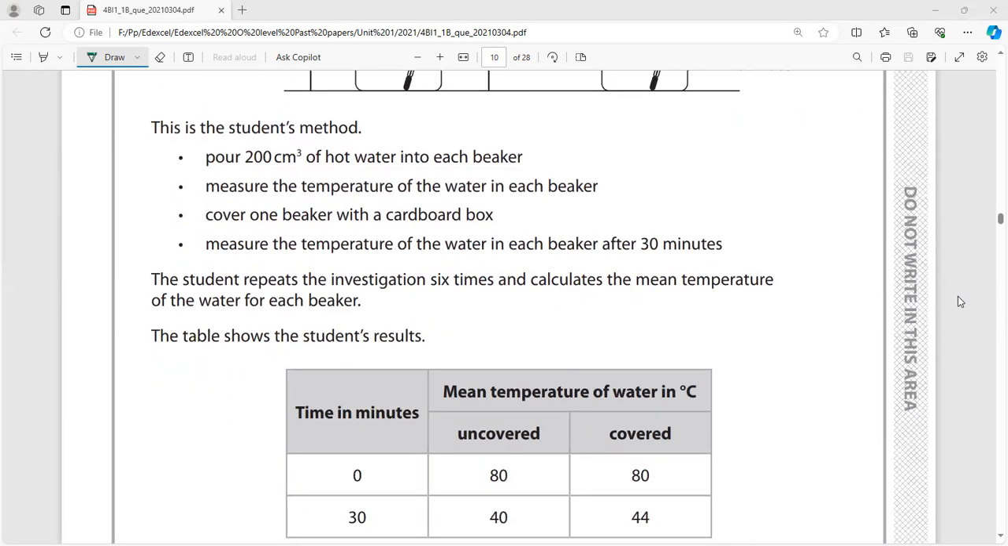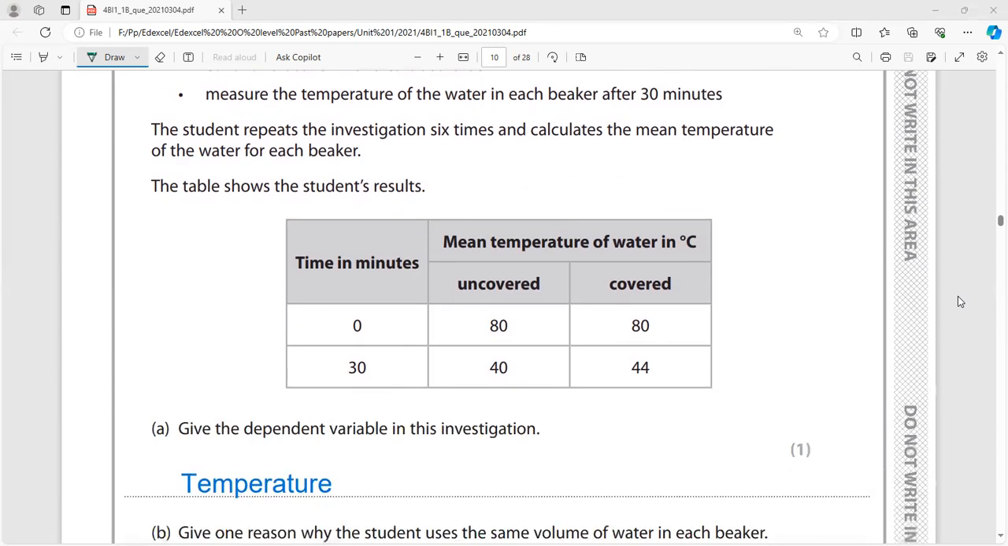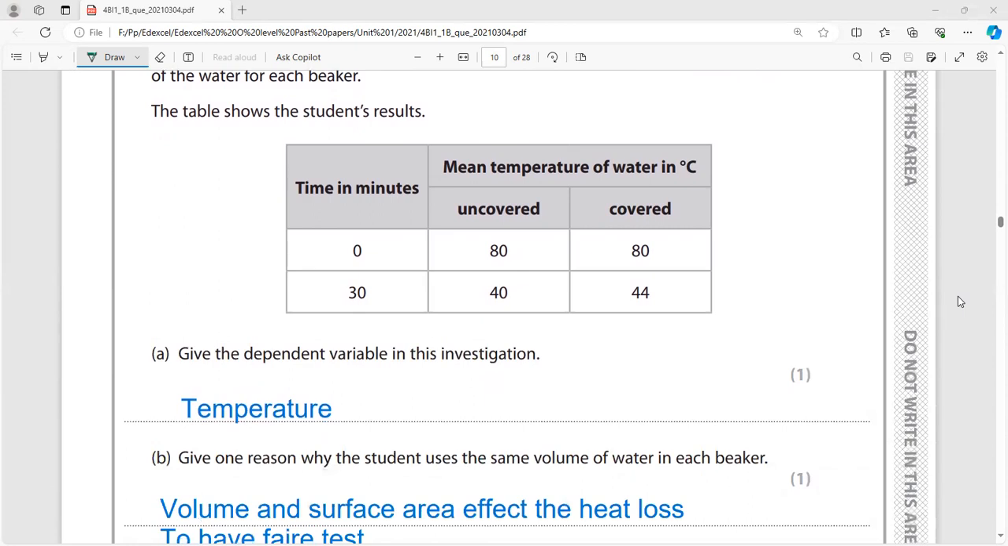Here the 200 centimetre cube of cold water is constant, measuring the temperature of water in each beaker, covering one beaker with a cardboard and measuring the temperature of water in the other beaker. You need to understand this quickly and proceed to the question, because otherwise it will waste time. Next, the time in minutes and the mean temperature of the water in Celsius are given. At 0 minutes, both have the same temperature, 80 degrees Celsius. After 30 minutes, uncovered is at 40 degrees Celsius, while covered is at 44 degrees Celsius.